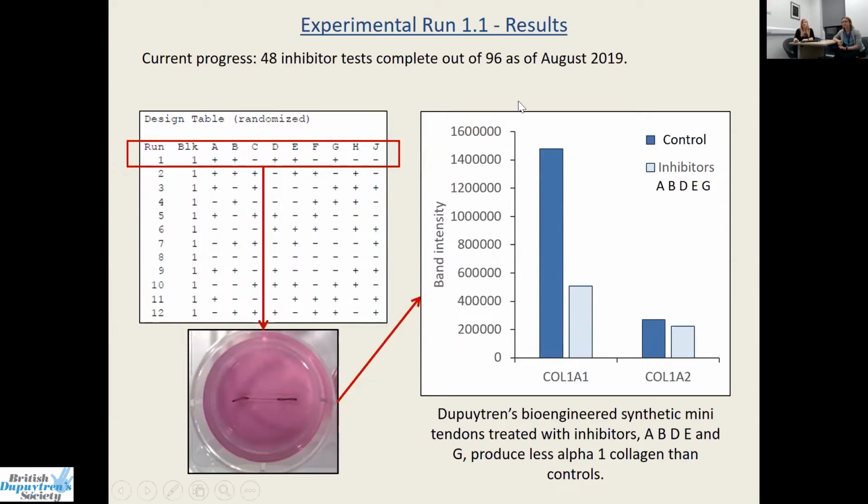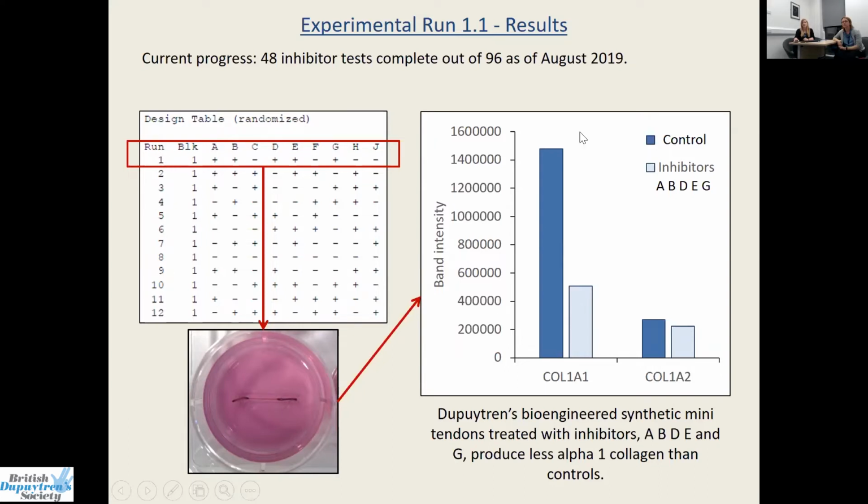So I don't have data for all of it yet because we're still processing these samples, so we'll get all the data once I've finished all 96 runs. But I have got some initial data from the very first run that we did just as a test.